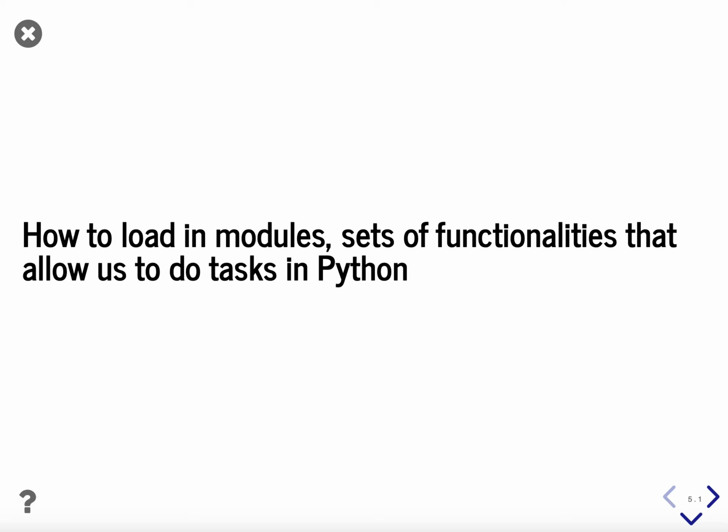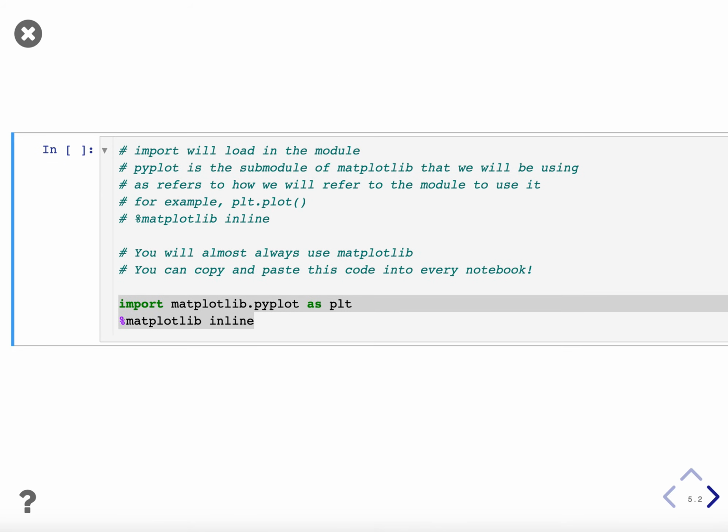So next, before we plot anything, we have to learn how to load in modules. Modules are sets of functionalities that allow us to do common tasks in Python. The module that most people use to plot is matplotlib, and it's used quite often. The way we load in matplotlib is that we use import. So we type out import, and then we type matplotlib. We also type .pyplot because this is a submodule that we'll be using for plotting.